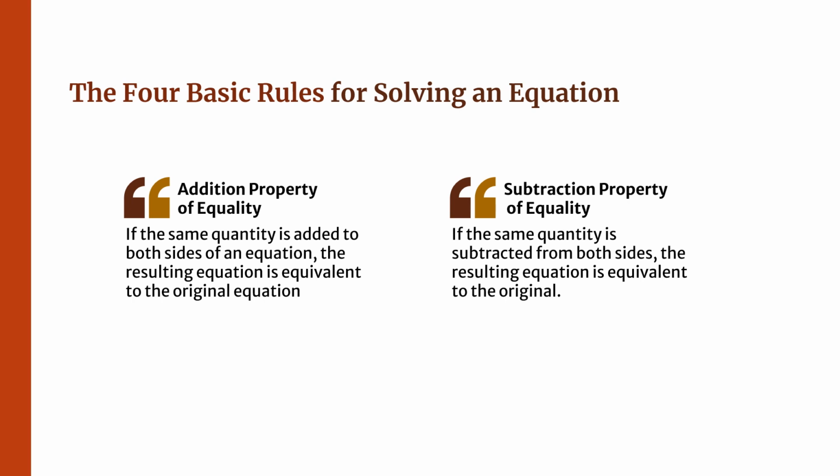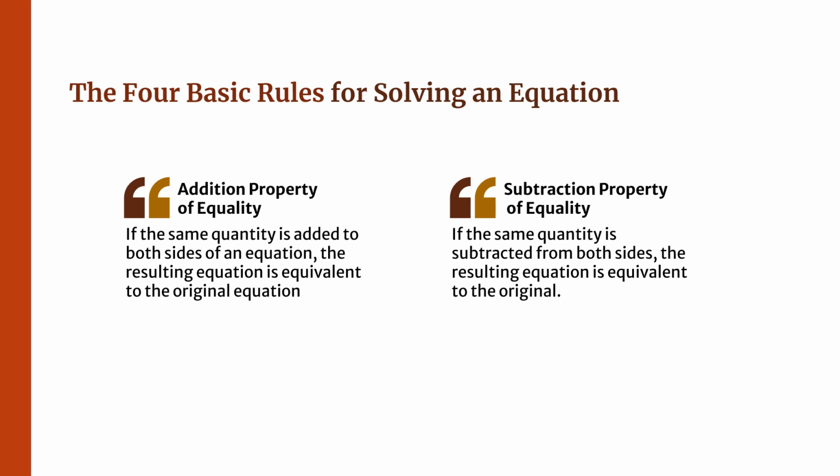In solving an equation, there are four basic rules to be followed. Two of those are this. One, addition property of equality, and two, subtraction property of equality. Now, when we say addition property of equality, if the same quantity is added to both sides of an equation, the resulting equation is equivalent to the original equation. Meaning to say, what you added on your left-hand side should be added also on the other side.